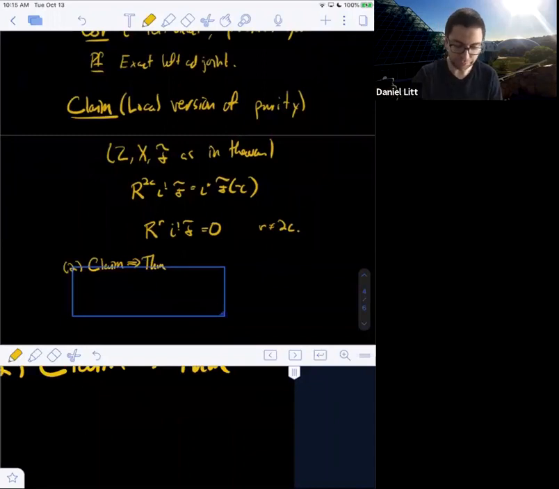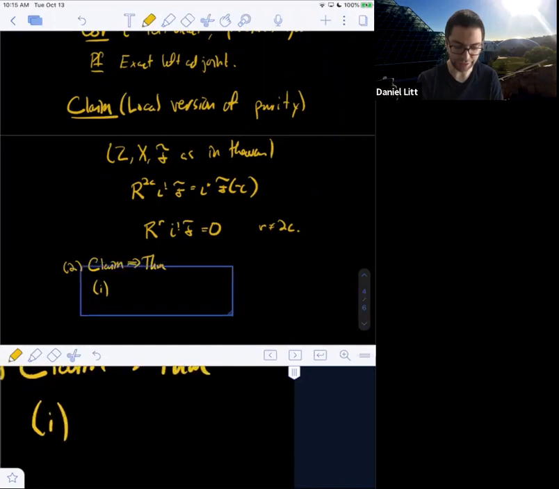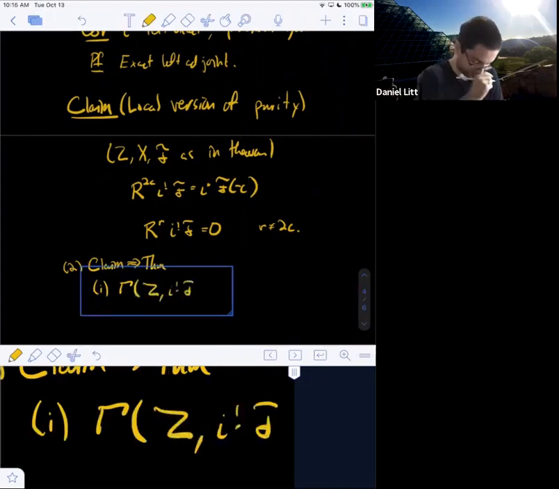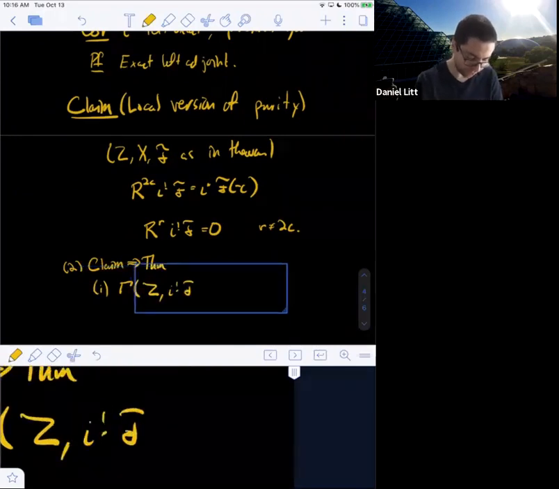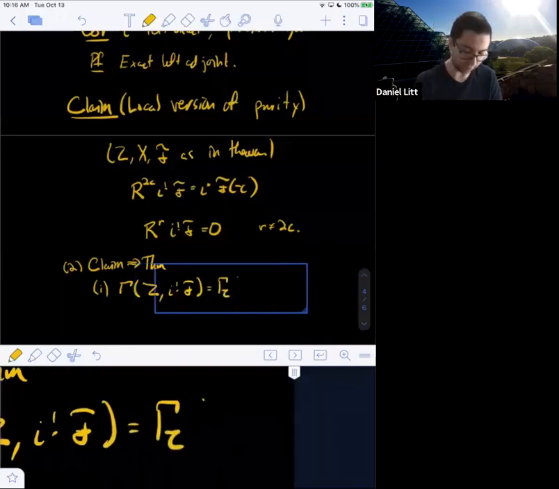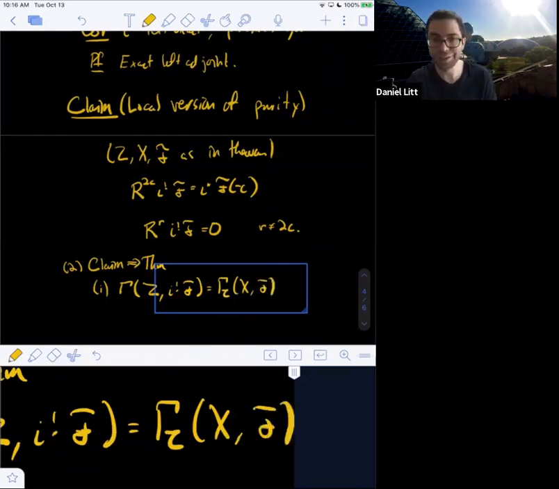Well, first of all, I claimed to you that this upper shriek was a version of cohomology with supports, which is one half of the theorem. So let's make that precise. The claim is that the global sections on Z of ι upper shriek of now any LCC sheaf F is actually equal to the sections supported on Z of F. Can anyone tell me why this is true?